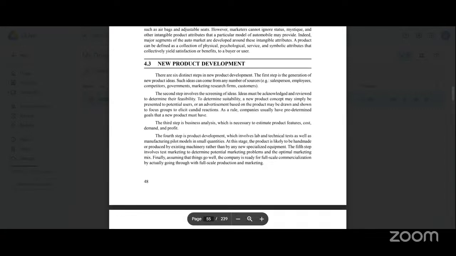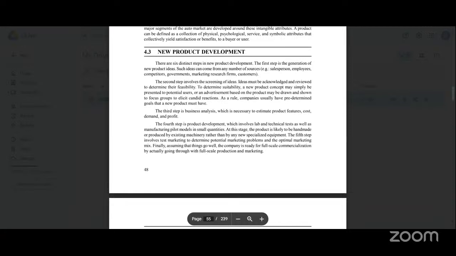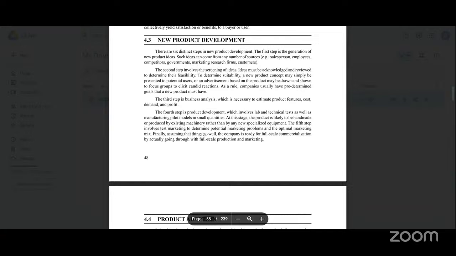So, in terms of new product development, we need to consider six distinct steps. So, what are these six distinct steps? The first step is the generation of new product ideas. Such ideas can come from any number of sources, that is, salespersons, employees, competitors, government, marketing research firms, customers, etc. That means both internal and external sources of information.